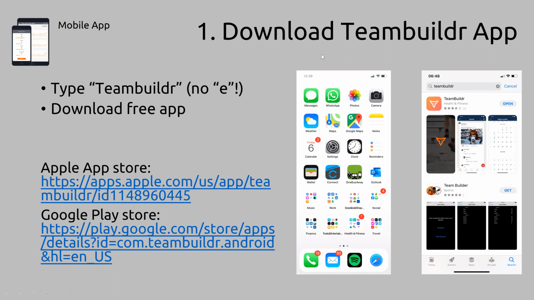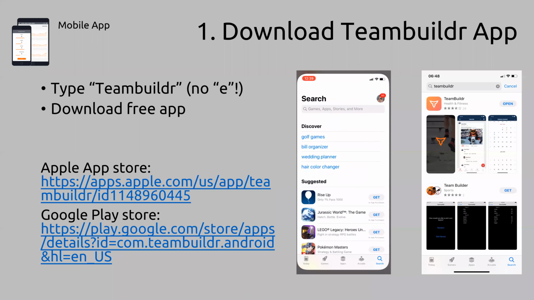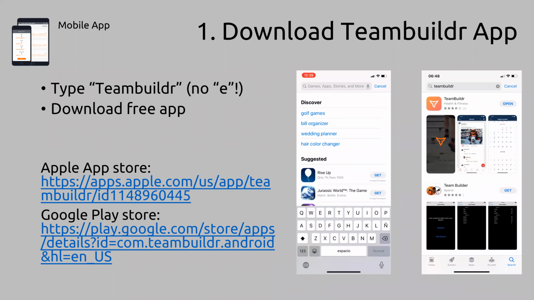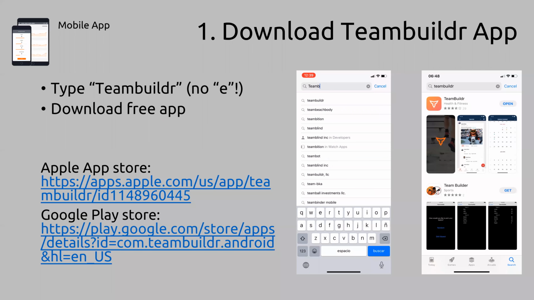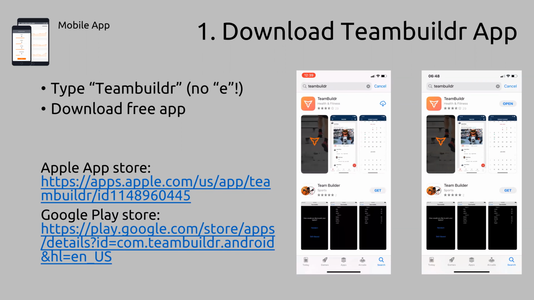So for the mobile app, you're going to go into the App Store. There's two different links right there. You're going to type Teambuildr with no E. You're going to download the free app and get going.